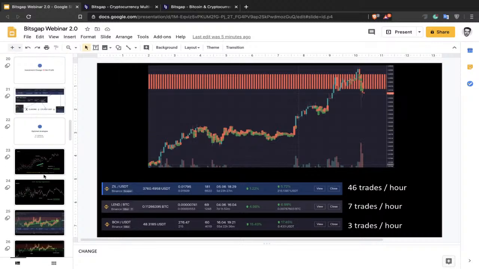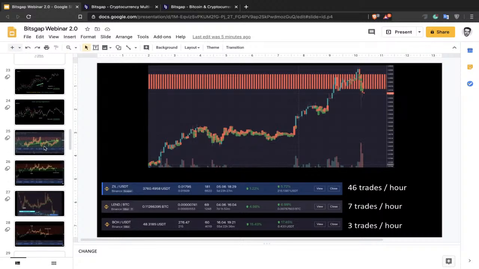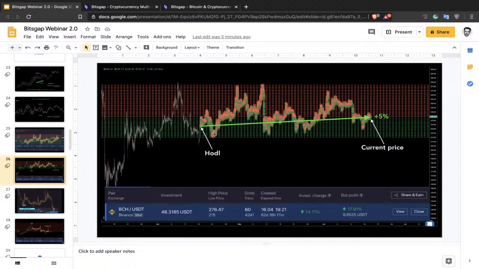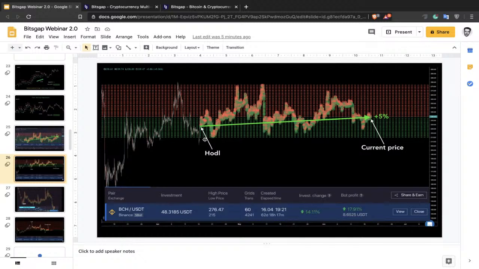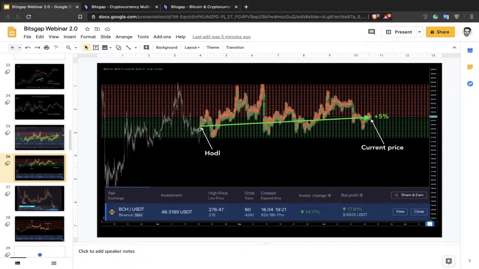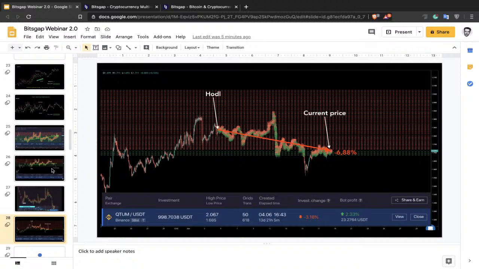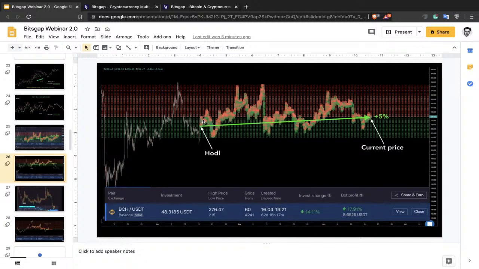And yeah, maybe I will show you another example. So yeah, here we go. That was Bitcoin Cash to USDT, and I've launched it right here because I saw a bounce off the support level. And I've noticed that it will most likely enter the sideways market. So that's exactly what happened.